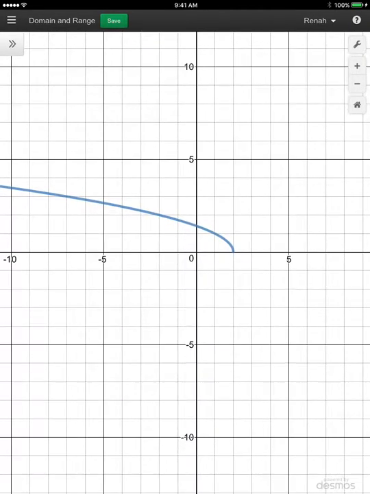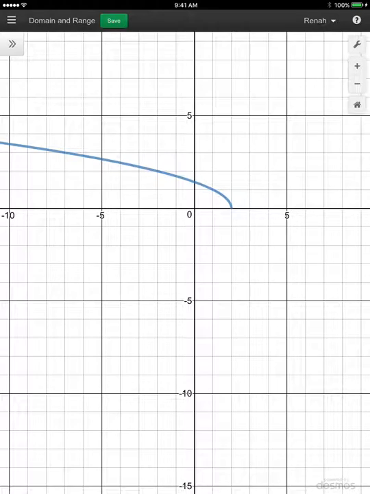And you can see the range. The range are going to be all the y values. Well, look at the negative y values from 0 down to like negative 15 here on my screen. No part of the graph is down there. The entire graph starts at 0 and just increases. That's why my range is 0 to positive infinity.